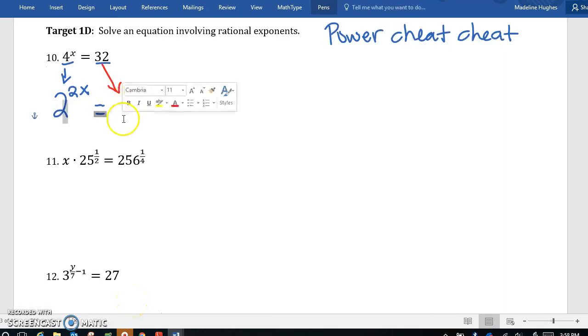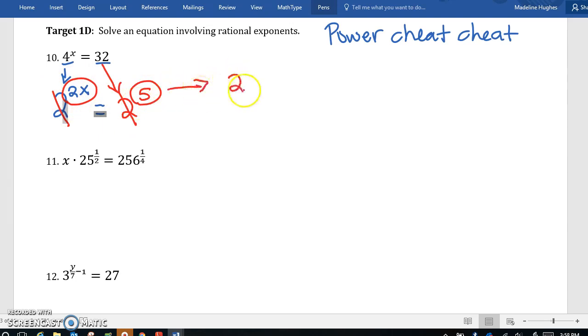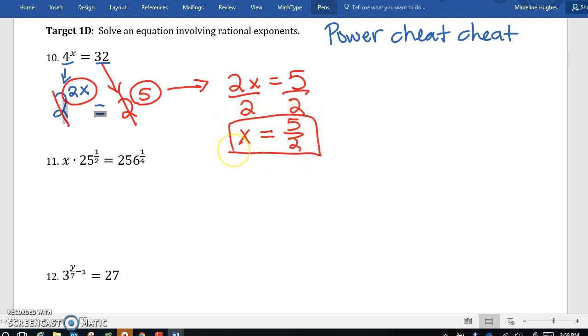So this is 2 to the 5th power. Now that our bases are the same, we just circle the exponents and write those over here. So 2x is equal to 5. To continue to solve for x, divide by 2 on both sides. So x is equal to 5 over 2, and leave your answer as a fraction.